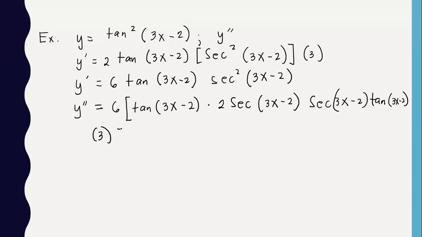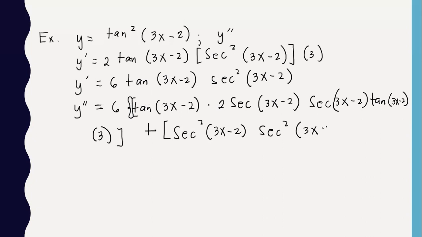Then, plus. Okay, eto copy. Kasi di ba product ang ginamit natin. Secant squared 3x minus 2. Derivative of your tangent is secant squared 3x minus 2. Derivative of this one is 3. Okay, therefore, that is equal to what?